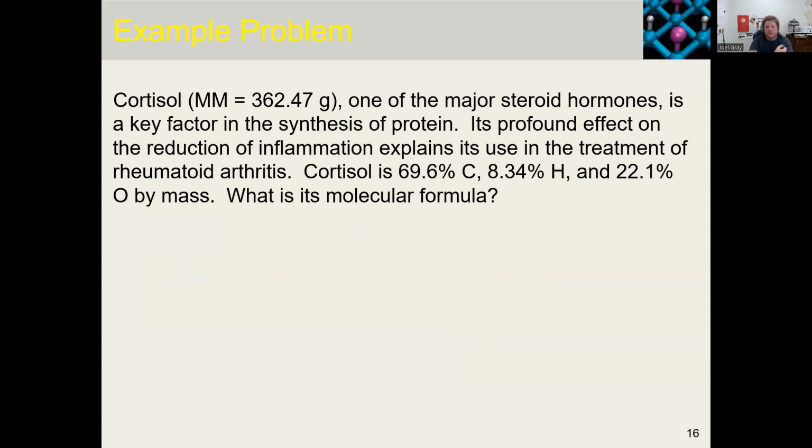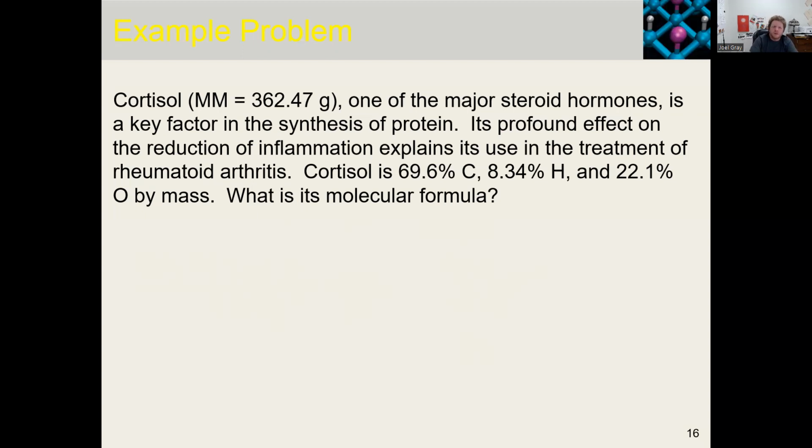Now, another way that you can see this sort of question is something like this. Cortisol is one of the major steroid hormones. It's a key factor in the synthesis of proteins. Its profound effect on the reduction of inflammation explains its use in the treatment of rheumatoid arthritis. If you know someone who has rheumatoid arthritis, it's really painful, moving the wrist and lots of different everyday motions that we definitely take for granted. They generally have cortisol that their body produces, but then they also have cortisone, which is a shot that they'll take, or they'll take cortisol shots, I think, also.